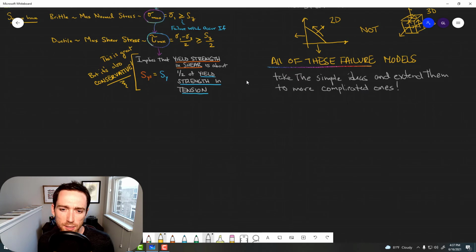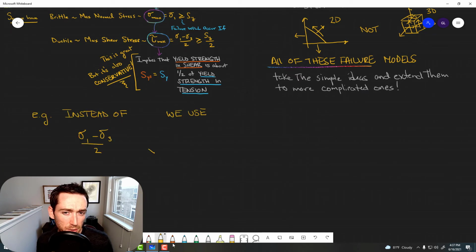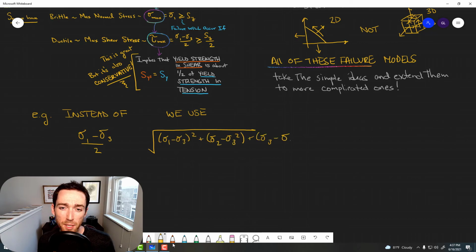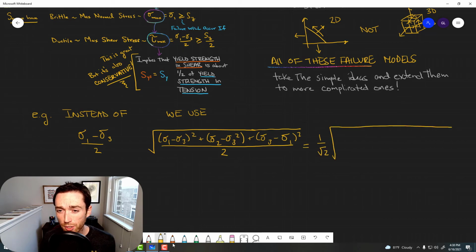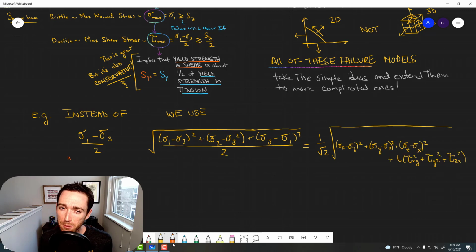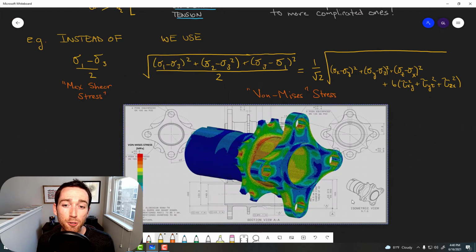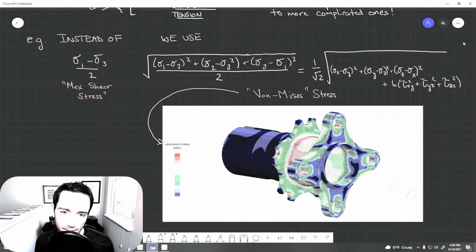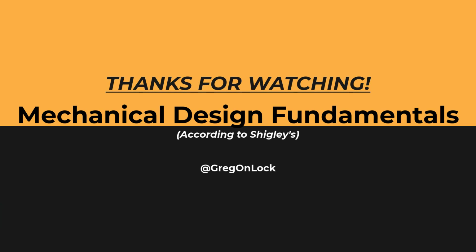So let me just show one example for today. Instead of using this simple max shear stress theory, we can use something called a von Mises stress, and you can do it either in principal stress form, or alternatively, you can calculate this based on all of your three-dimensional stresses. You can probably guess that we don't do this very much by hand, but computers do this all the time, and that's what we want to take away from today.